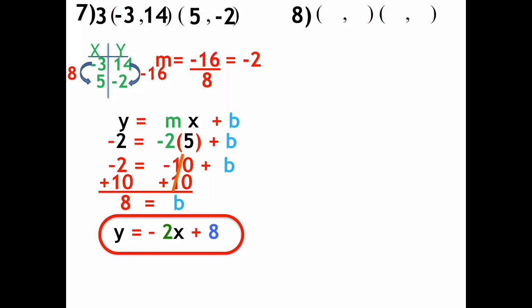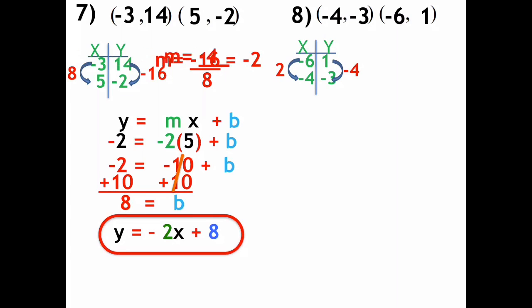Alright guys, finally number 8. What we're going to have is the 2 points negative 4, negative 3, and negative 6, 1. Go ahead and find the slope of these 2 points. Alright, when you plug these in, the negative 6 is smaller than negative 4, so I'll put that one first. The change in y is a minus 4. The change in x is a plus 2. So you're going to wind up with negative 4 divided by 2, which gets you a negative 2.